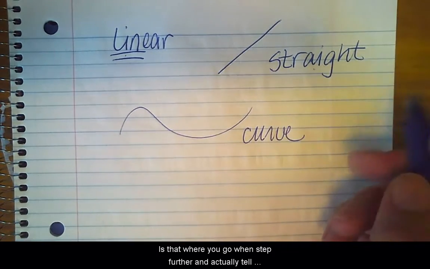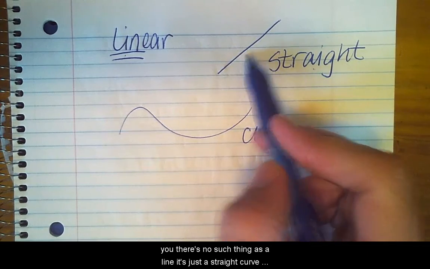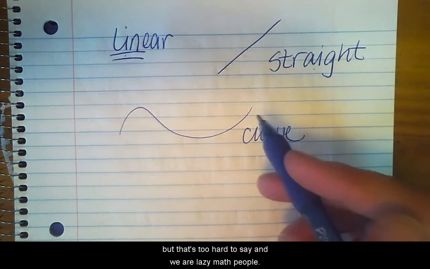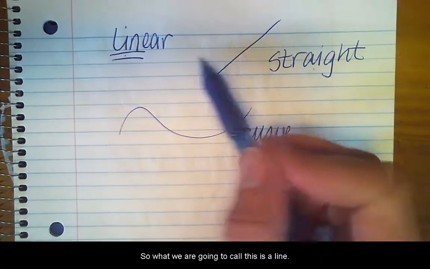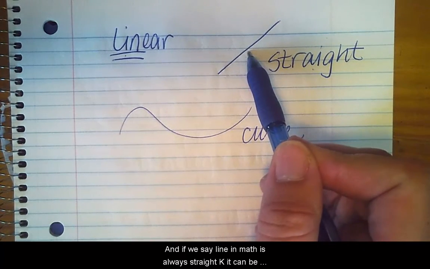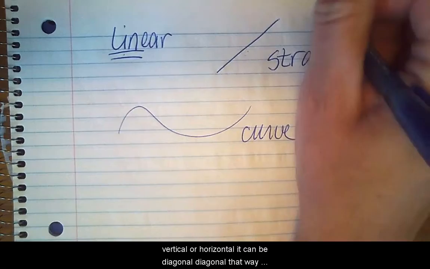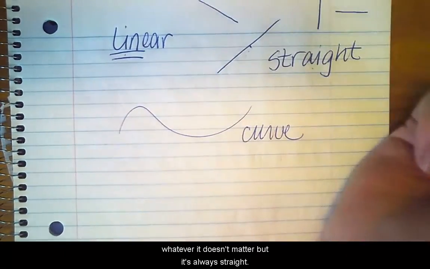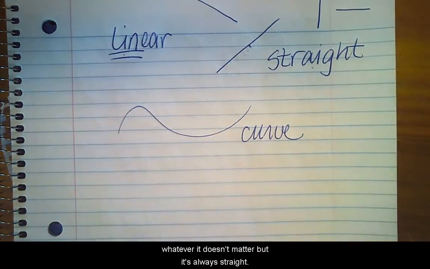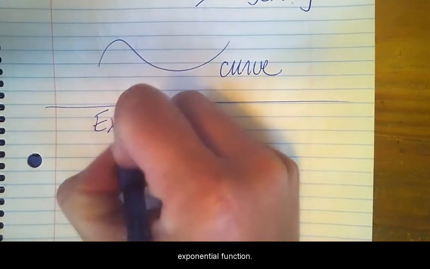In fact, we could go one step further and actually tell you there's no such thing as a line. It's just a straight curve. But that's too hard to say, and we are lazy math people. So what we are going to call this is a line. And if we say line in math, it's always straight. It can be vertical, it can be horizontal, it can be diagonal that way, whatever, it doesn't matter, but it's always straight. So what we want to introduce today is something called exponential functions.